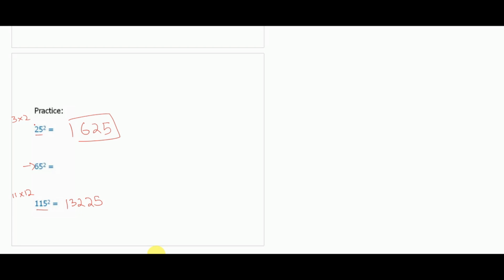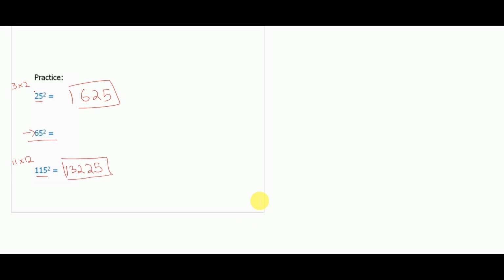So you can see that at least for numbers that are multiples of 5, their squaring is very easy. Now pause the video and try 65 squared yourself. Alright, so in the future videos I'll be adding more techniques that can help you in solving your questions on the quantitative section easily and quickly.